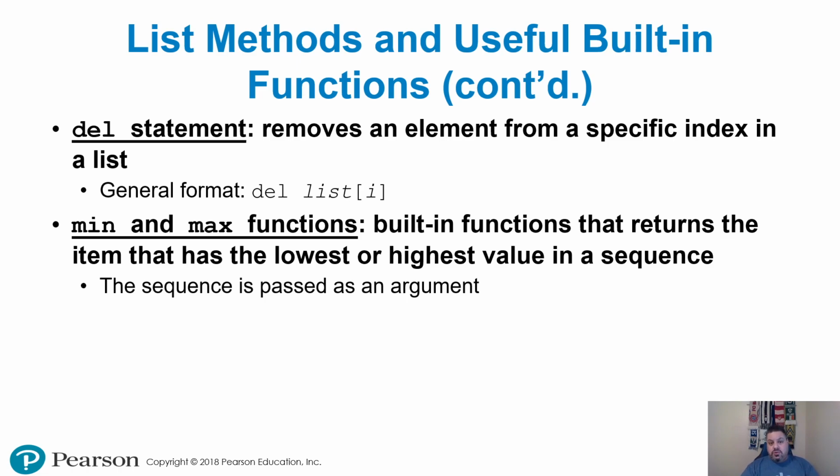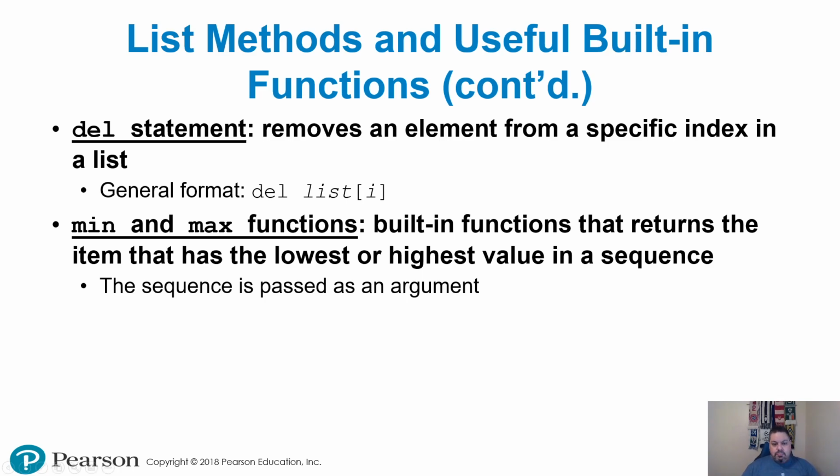Now, you want to make sure, this is one of those things that will throw an error if you get the wrong indexing position. If you have a list that's only 5 things long, and you try to delete 6, it's going to give you an error. There's also min and max functions. They show you the highest or lowest value in a sequence.